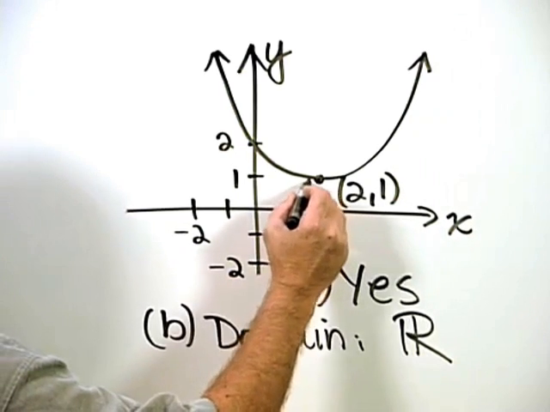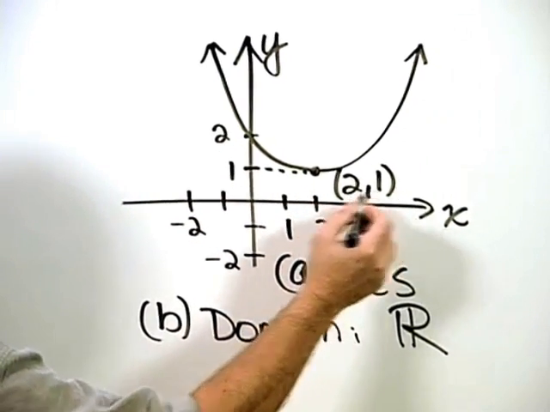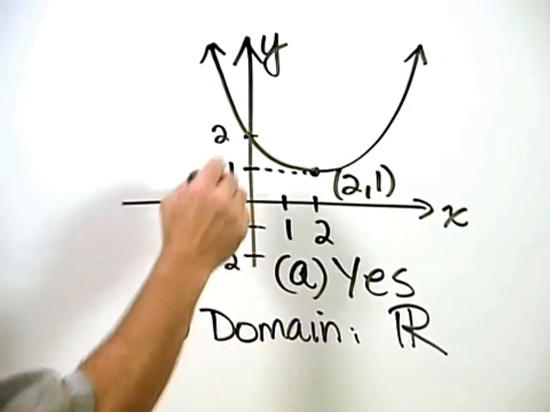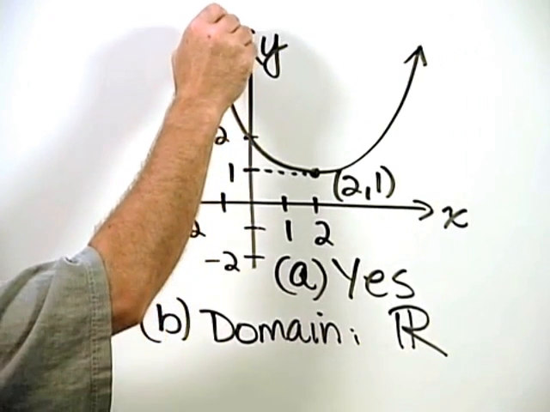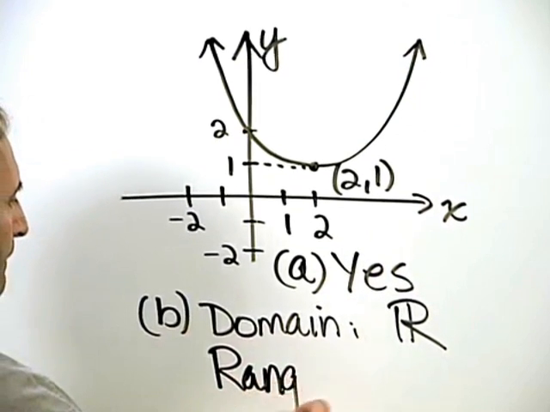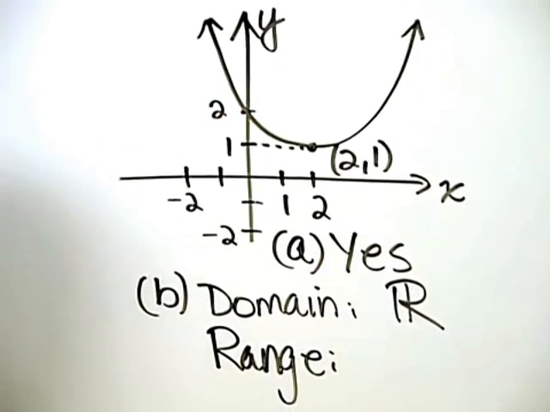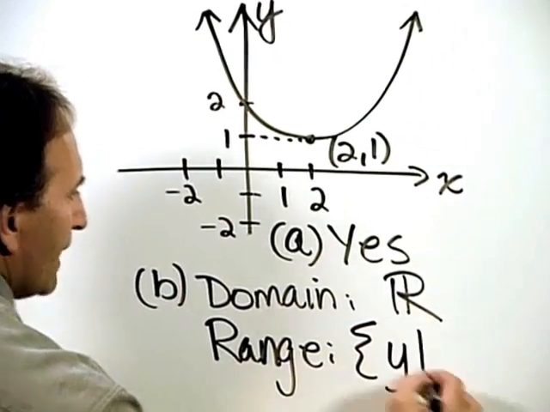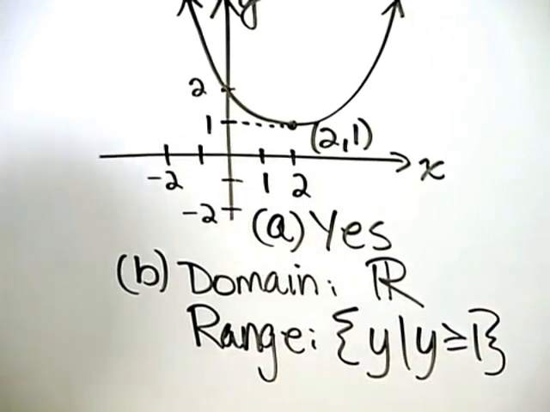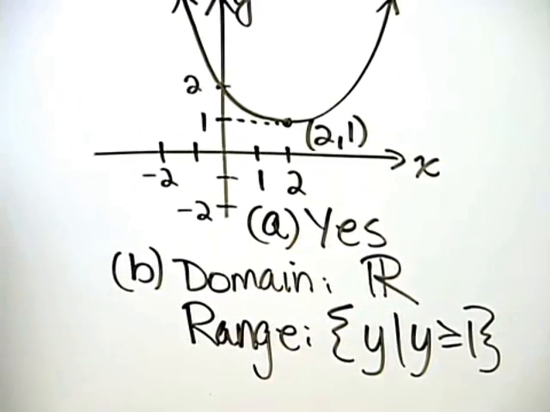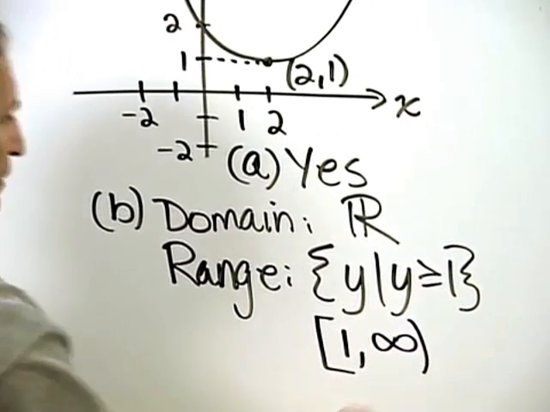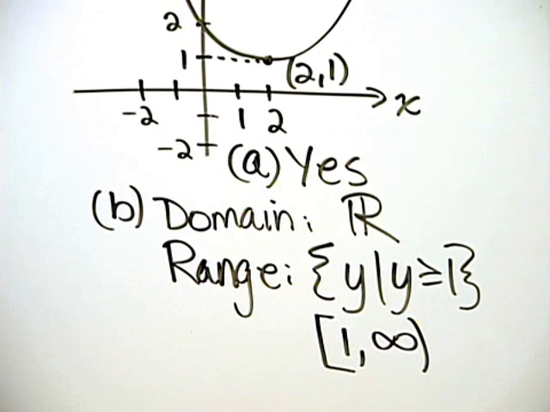What about the range? Well, the range is the y values, and we'll notice that the smallest y value occurs here at the point (2, 1). That is 1 on the y-axis. And then what happens is it continues up to infinity. And therefore, we can write the range in two ways. We can write it as the set of all y values such that y is greater than or equal to 1. But we can also write it in interval notation, which would be including 1 going through infinity.